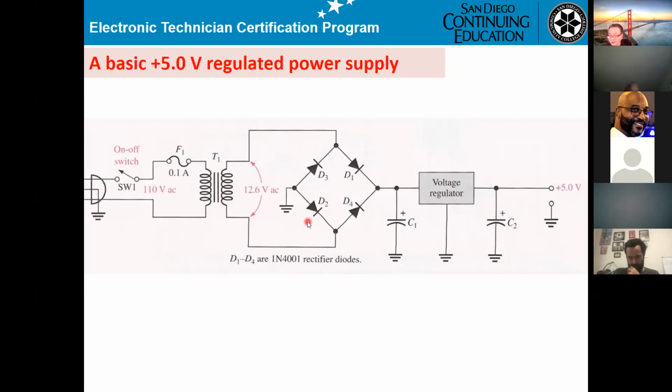Transformer or diode D2 or something happens, capacitor, then that's why you keep your job, more skilled.